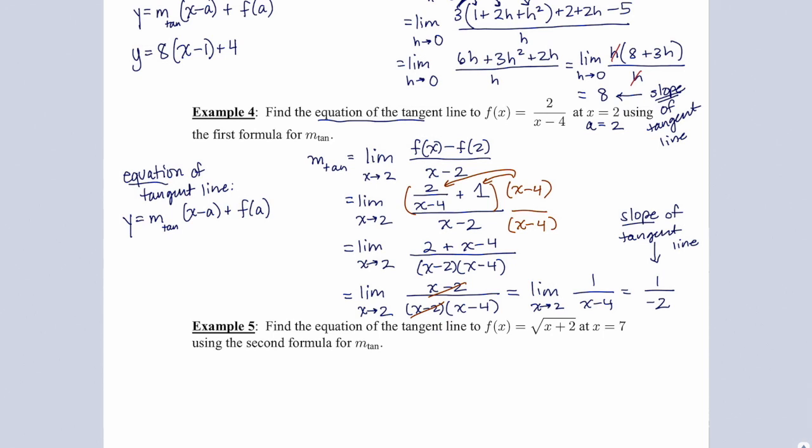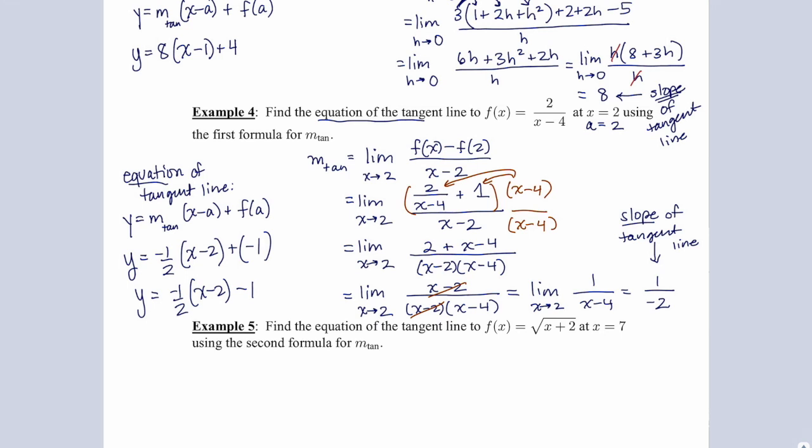And for us, a is 2, and we already computed that f of a is negative 1. So we'll have y equals, we found the slope to be negative a half, a was 2, and f of a was negative 1. Or we can rewrite y equals negative a half, x minus 2 minus 1. And it's certainly fine to distribute your slope through there and combine the constant terms, but it's fine to leave it just like this as well.